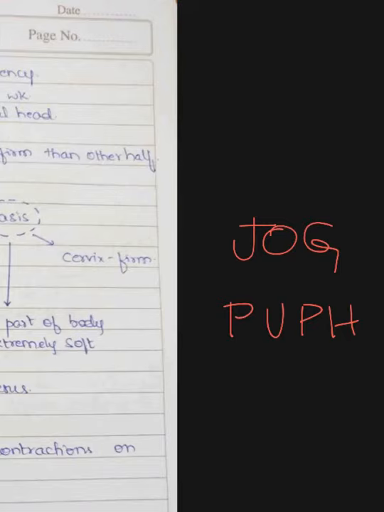J for Jacquemer sign, or also called as the Chadwick sign. O for Osiander sign. G for Goodell sign. P for Palmer sign. U for uterine sign, and P for Piscacic sign and Hager sign.